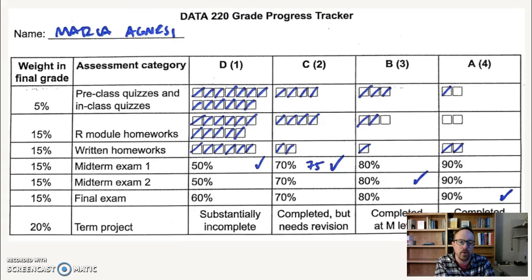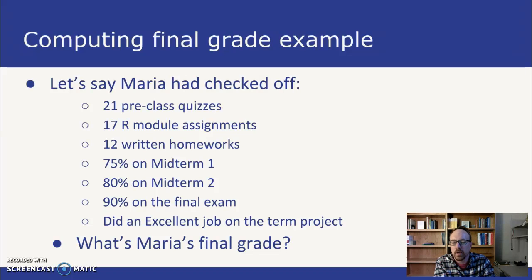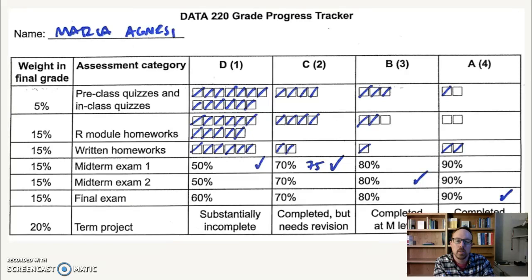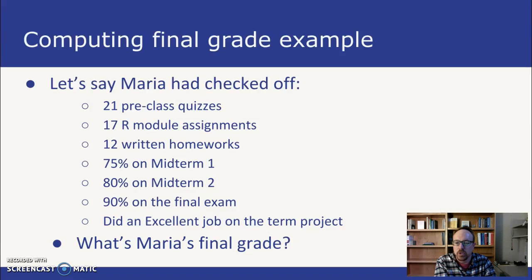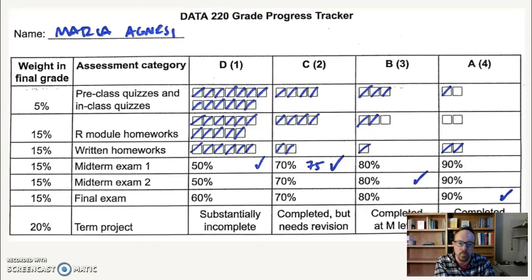Here's what her filled out Grade Progress Tracker would look like. So notice in the pre-class and in-class quizzes, we said that she had completed 21 of those. So you'll see that 21 of those boxes, those little boxes in that category, are checked off. Similarly, we said that she had done 17 R module assignments, and you can see that 17 of the little boxes in that row are marked off. And then you can see similarly, the other things are marked off in her various categories as appropriate.